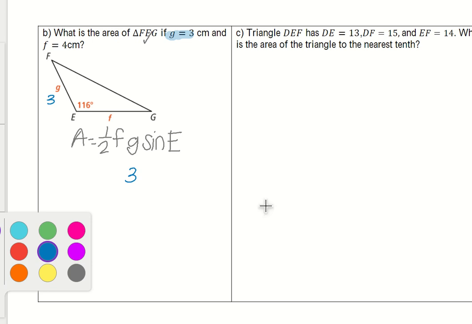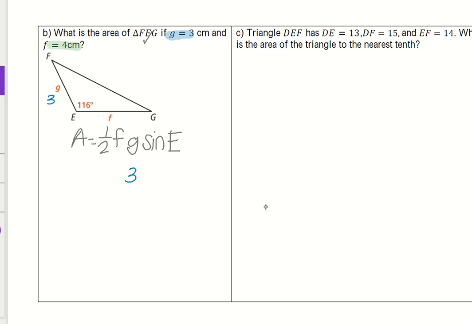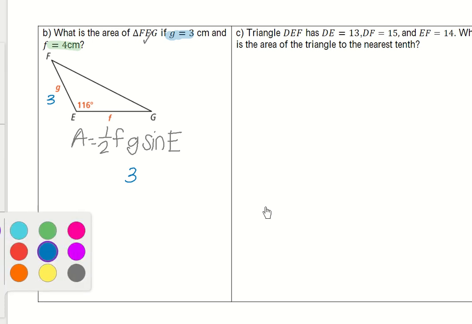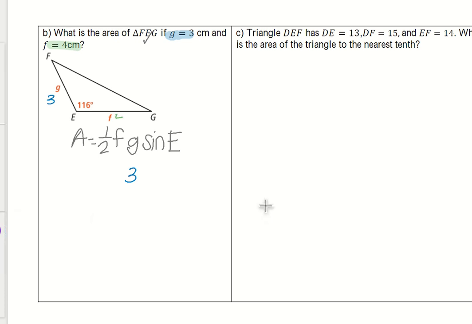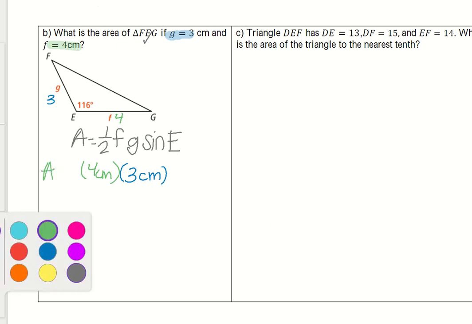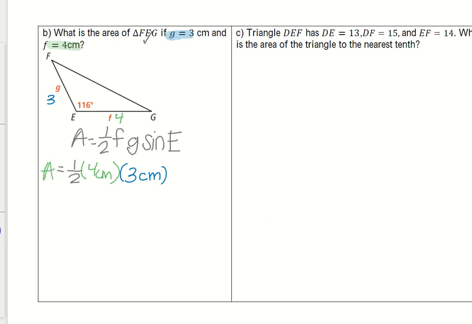And they gave us that F is 4, and this is in centimeters. And so that means that we're going to end up with centimeters squared as our area unit, right? So if I multiply 3 centimeters times 4 centimeters, that means that my units are going to end up as centimeters squared, because centimeter times centimeter makes centimeters squared.